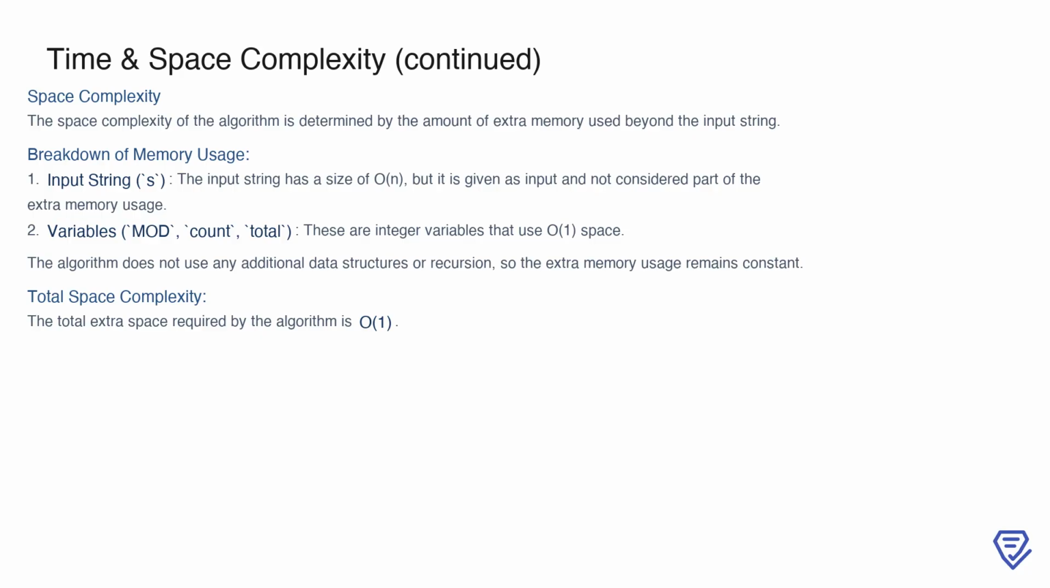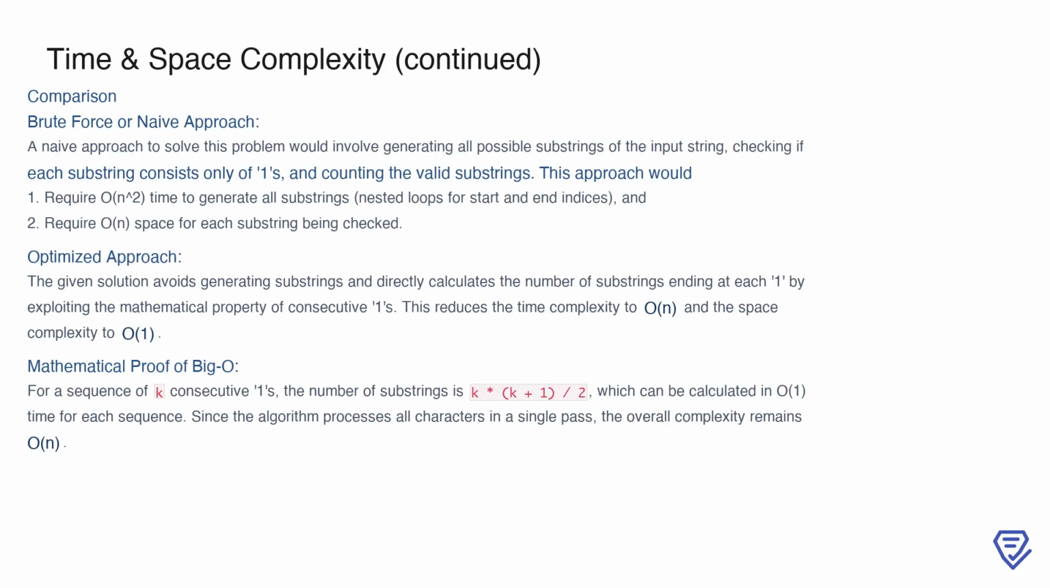memory usage. To better appreciate the efficiency of this solution, let's compare it with a brute force or naive approach. A naive approach would involve generating all possible substrings of the input string, checking if each substring contains only ones, and counting the valid substrings. This method would take O(n²) time because it requires nested loops to generate substrings and perform checks. Additionally, it would require O(n) space for storing each substring being checked. In contrast, the optimized approach avoids generating substrings altogether. By leveraging the mathematical property of consecutive ones, it directly calculates the number of substrings ending at each one in constant time.